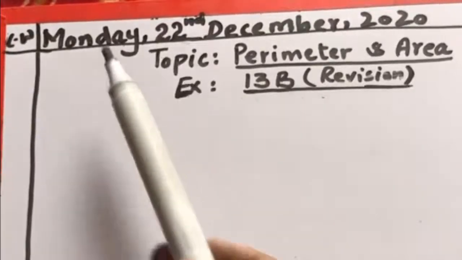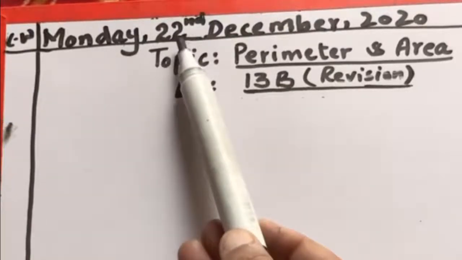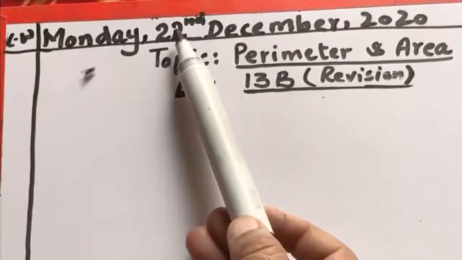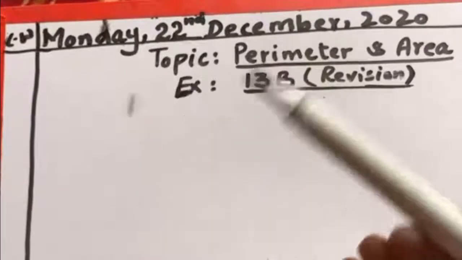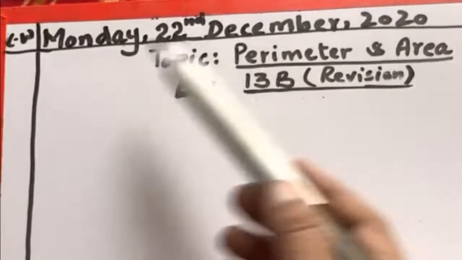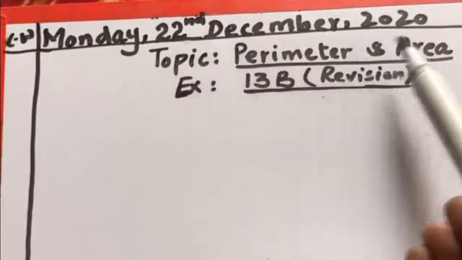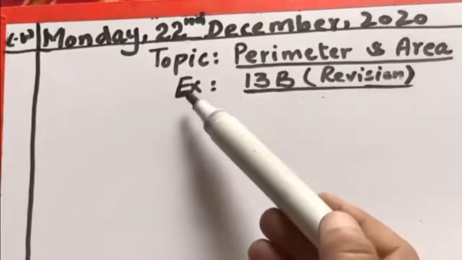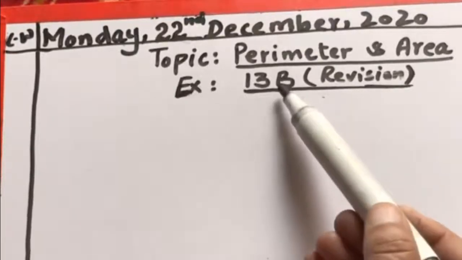Today is Monday, 22 December 2020. Today the topic is perimeter and the area. Today we are going to revise exercise 13b.